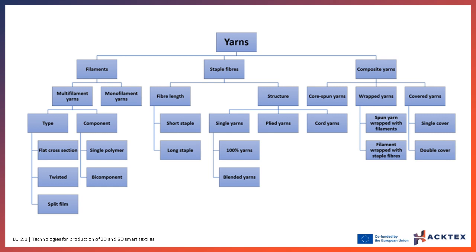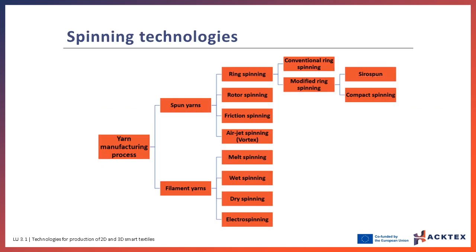Core spun yarns are obtained by twisting fibers around a core made of other fibers, in most cases a filament. Wrap yarns are produced by wrapping a yarn around another yarn. Mechanical spinning technologies are employed to manufacture spun yarns, while filament yarns are produced using chemical spinning. Ring spinning is the oldest and the most common spinning process.